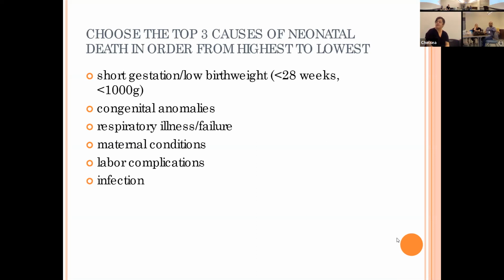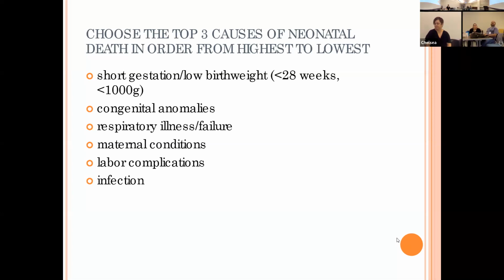Order the top three causes of neonatal death from highest to lowest. Congenital anomalies, and then labor complications, then infection. I would not consider that the lower weight or gestation. I would say something about maternal conditions. Which can we agree on is the most common, the highest one? Congenital anomalies. Yeah. So congenital anomalies accounts for about 35% of neonatal deaths.